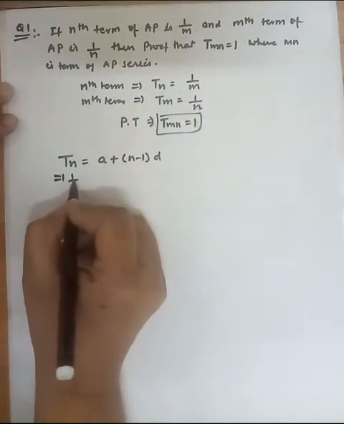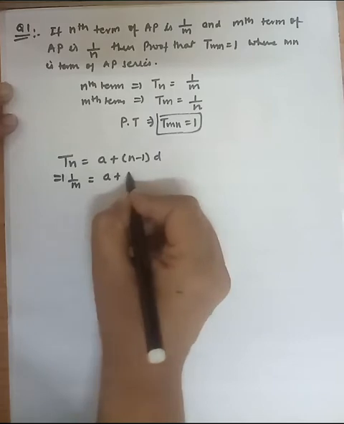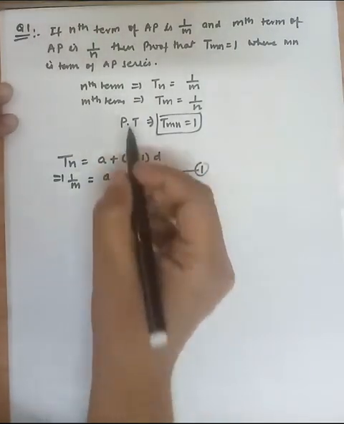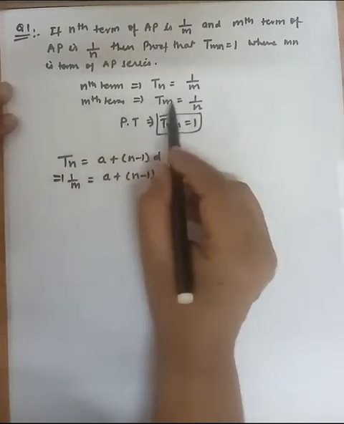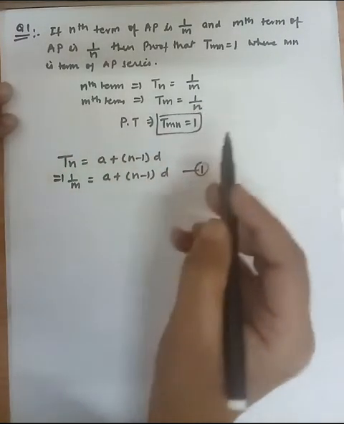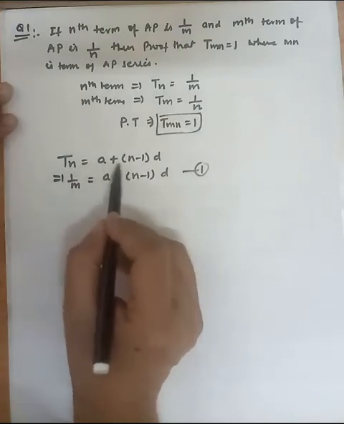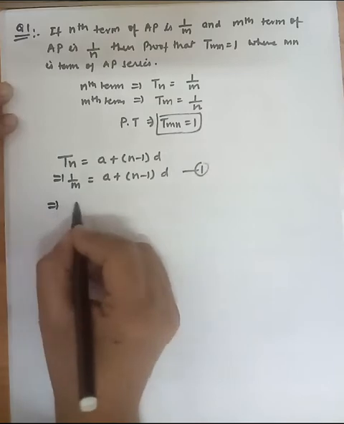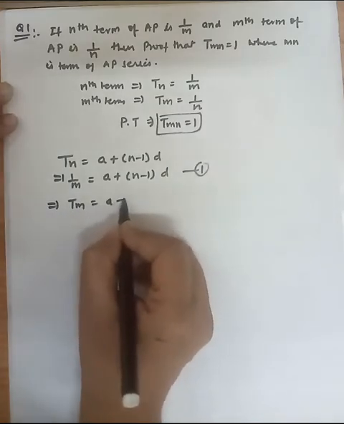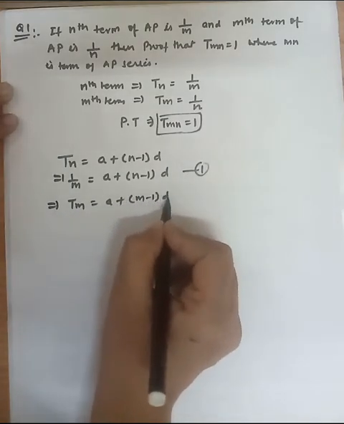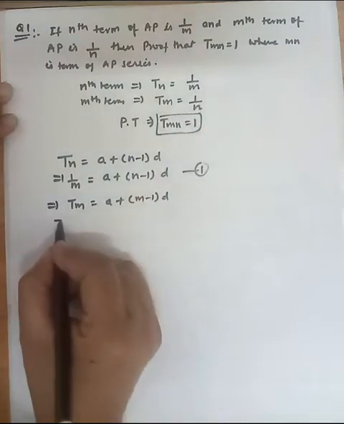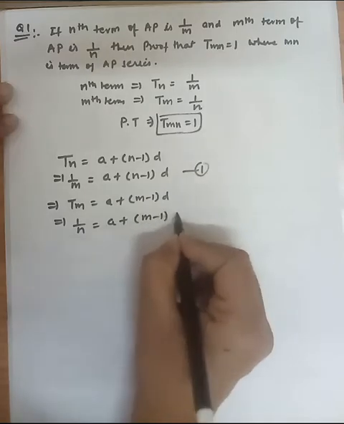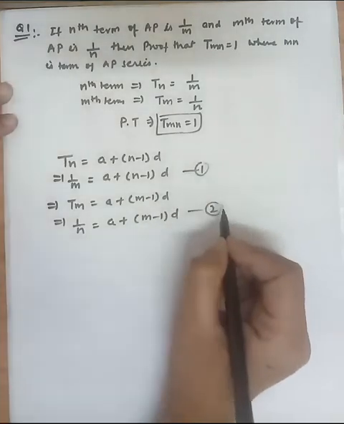the first one is Tn equal to 1 by m, so you can put the value here: 1 by m equal to a plus n minus 1 d, and this is the first equation. The second one is the mth term, it means Tm equal to 1 by n. So first you replace n by m in the general formula to make the formula for Tm. Now put the value of Tm equal to 1 by n. So here 1 by n equal to a plus m minus 1 d, and this is your second equation.